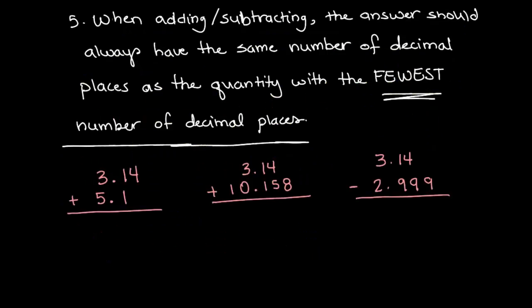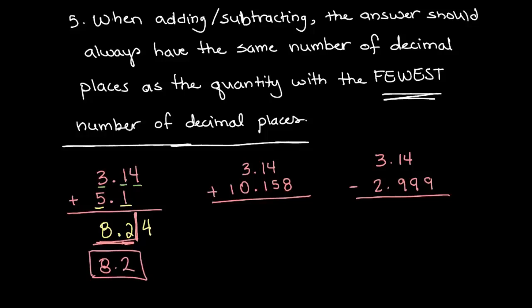We have that when adding or subtracting, the answer should always have the same number of decimal places as the quantity with the fewest number of decimal places. Okay, what do I mean by that? So if we have 3.14, we have 3 significant figures. For 5.1, we only have 2. So if we add that, we have 4 to 0.8. We're going to write that number to the quantity with the fewest number of decimal places. So we would only write 8.2. We wouldn't write the 4.